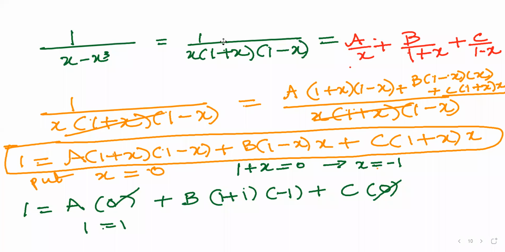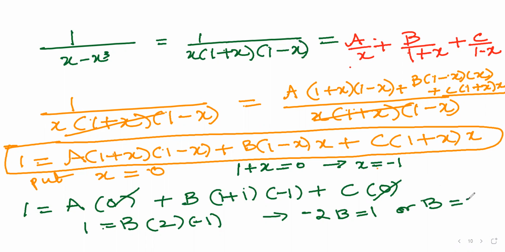Leaving me with 1 is equal to B into 1 plus 1, which is 2, into minus 1. So minus 2B is equal to 1, or B is equal to minus 1 upon 2. So we have come up till here. Let's put that also in the box. So B is equal to negative half.